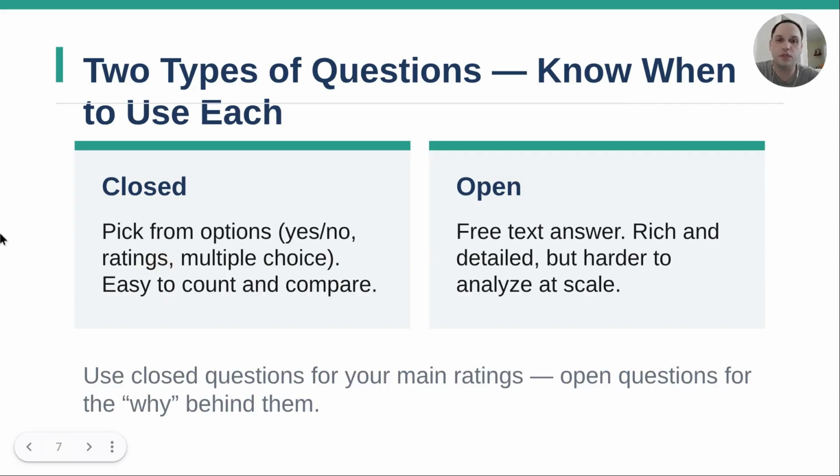Before we start writing questions, it helps to know the two main types. Closed questions ask people to pick from options: yes or no, a rating, a multiple choice answer. They're easy to count and compare across hundreds of people. Open questions ask for free text answers, whatever the person wants to say. They're richer and more revealing, but harder to analyze at scale. The rule of thumb: use closed questions for your main ratings so you get clean numbers. Then use open questions for the why behind them.